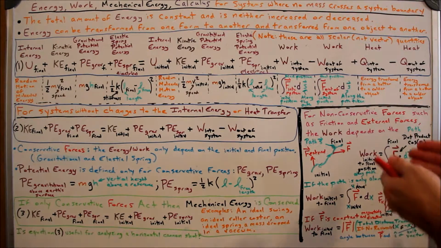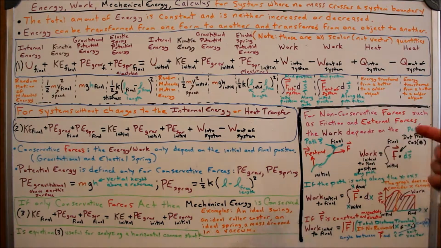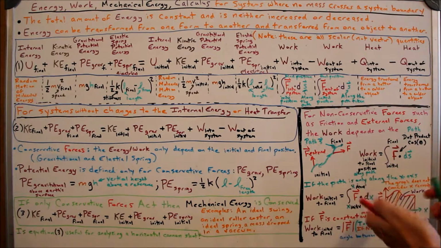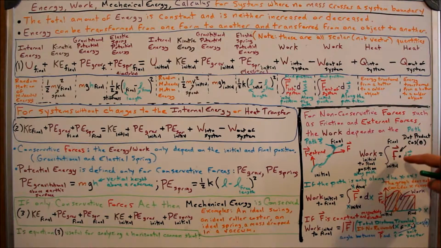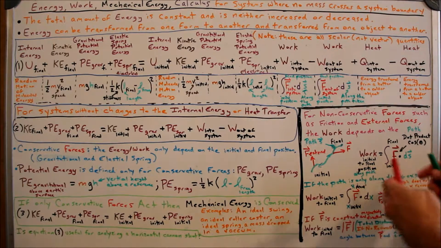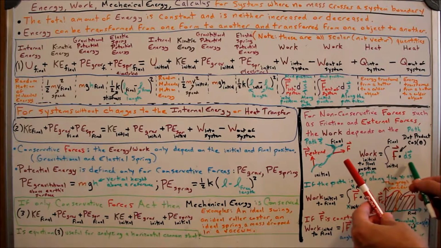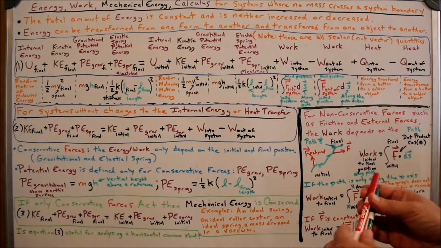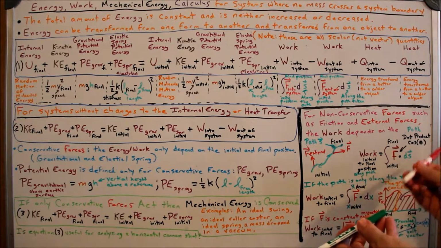So it's not just the initial and final position. It depends on the path taken, including reversals. So work from the initial to the final position along the path, including reversals, is the integral of the external force acting, with a dot product to ds. And recall, a dot product involves the cosine of theta.